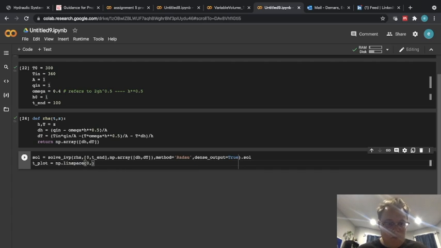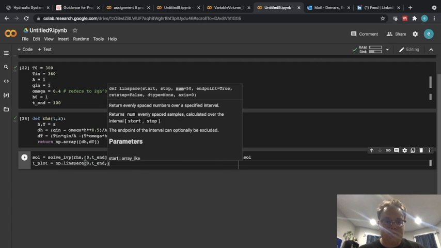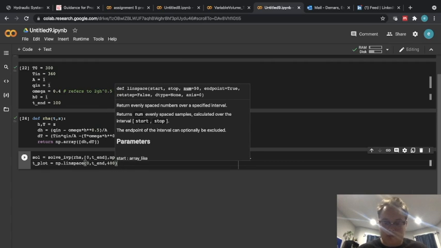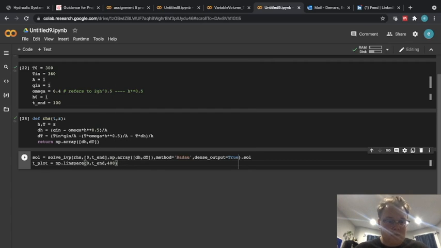of 0 to t_end, so 100 seconds, so start, stop, and then some number in between them. So I'm going to say that there's 400 points between that. Between 0 and 100 seconds, I want 400 data points. So every quarter of a second.